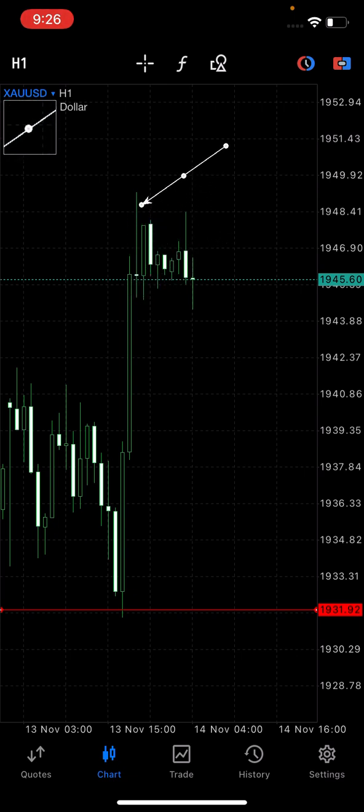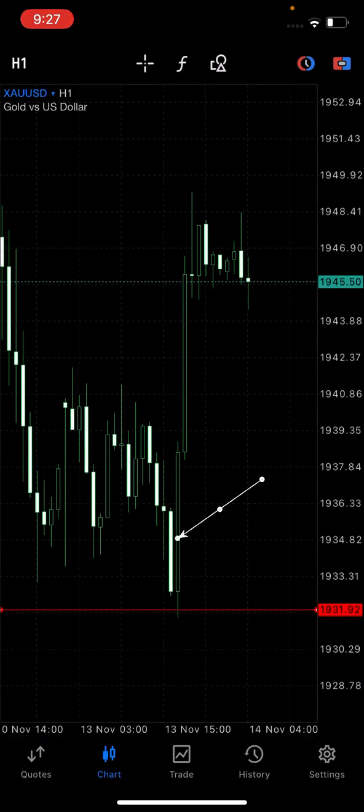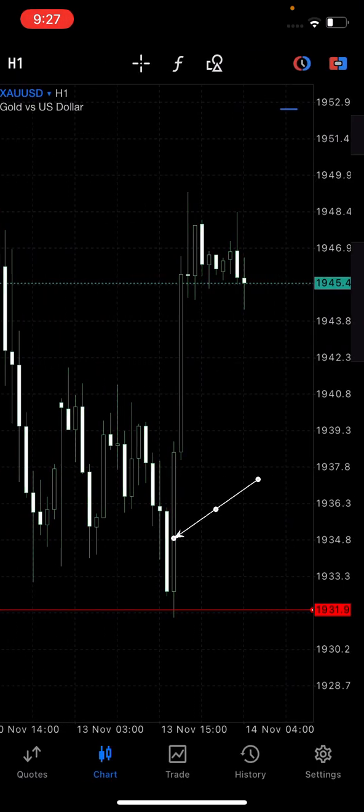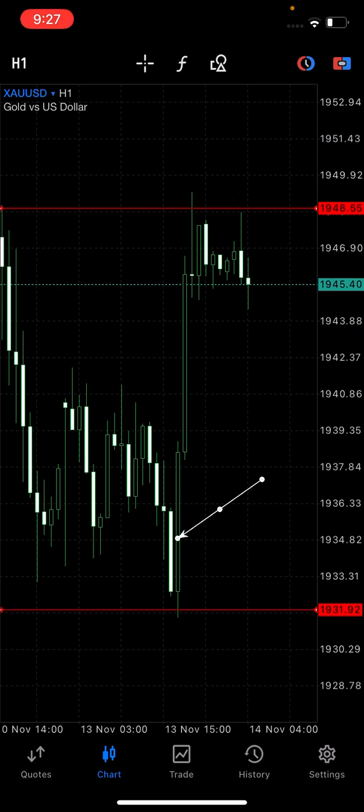So it came to a stopping point, and that stopping point can also be called a resistance zone. Where this red line is, that's called a support zone. Where it stops, let me give you guys another zone. I'm going to go to shapes and add another line. This upper line right here is called a resistance zone, okay? Where it says 1948.55, that's a resistance zone.